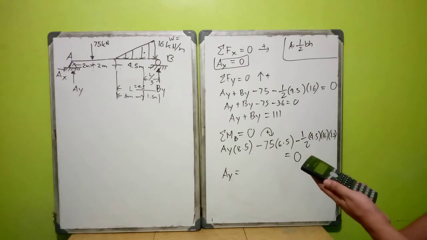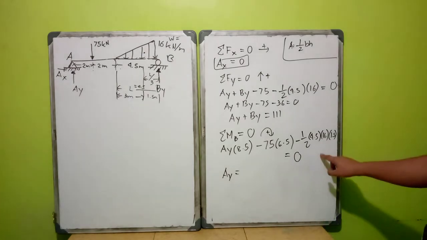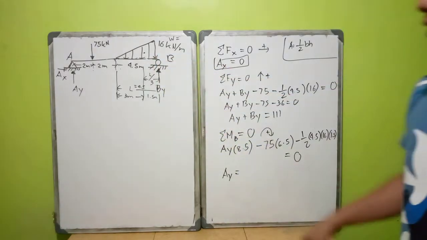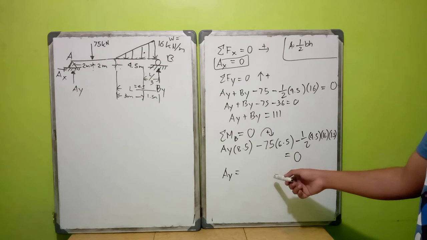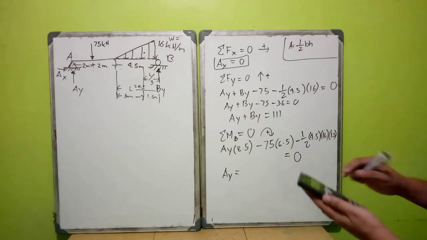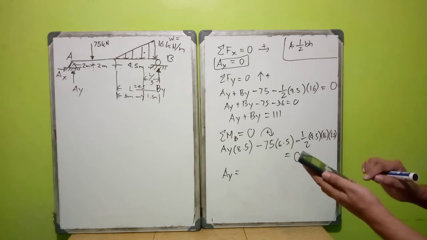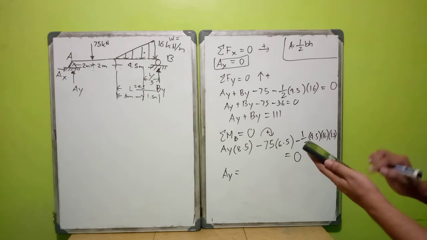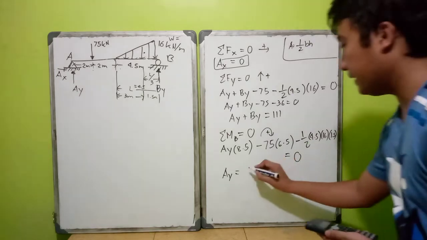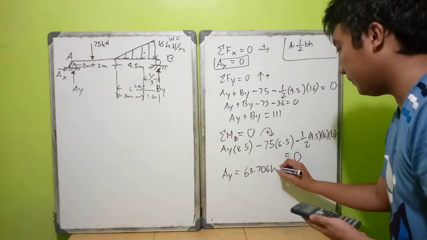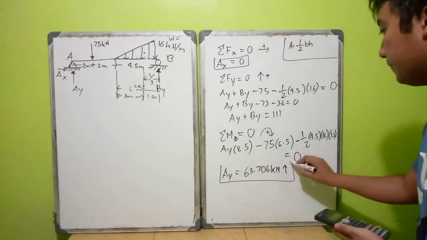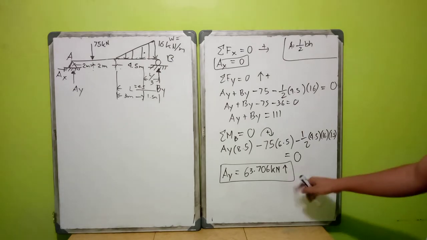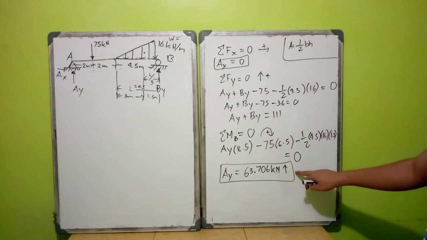So let's check 4.5 times 16 times 1.5 relative to B. So we have 63.706 kilonewton. Since this is positive, our assumption that the direction of AY is positive is correct. Okay, 63.706. And then we can substitute it into this equation.